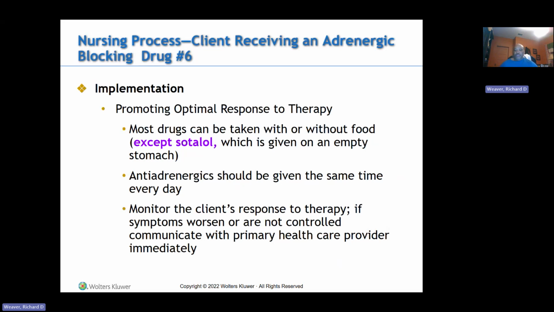Now, when adrenergic blocking drugs are given to patients to control their blood pressure, or if they have angina, which is the chest pain, and also cardiac arrhythmias, it is important to communicate with the healthcare team about the client's or the patient's response to that therapy, especially if the condition is worsening.